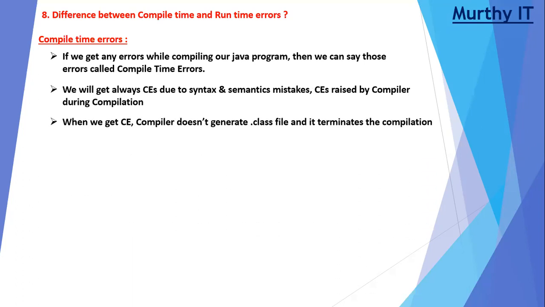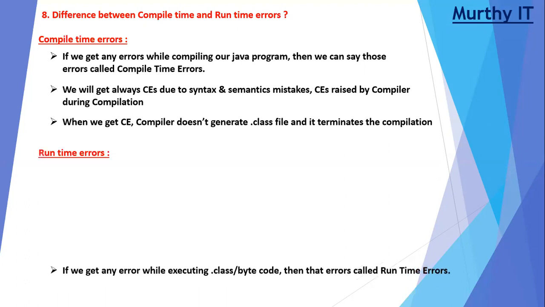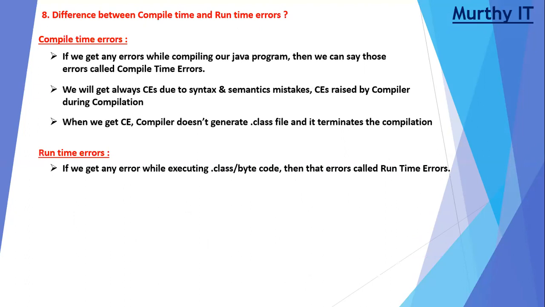When we get compile time errors, the compiler does not generate the .class file; it terminates the compilation. Runtime errors are the errors we get while executing our program. We get runtime errors because of two reasons: wrong logic and wrong input. For example, take arithmetic exception: any number divided by zero is infinity mathematically, right? But in Java it gives an arithmetic exception.